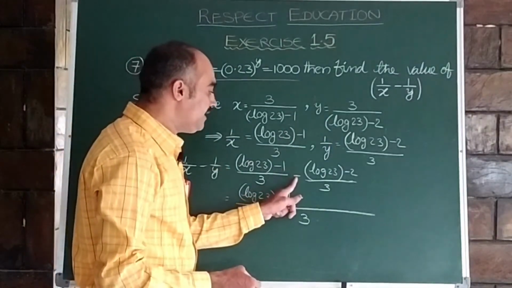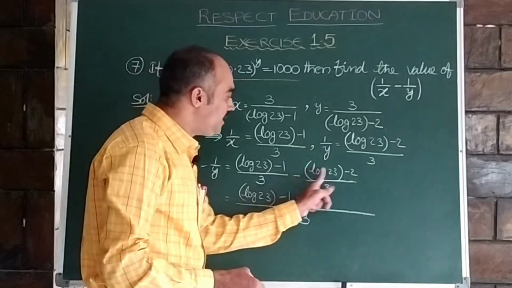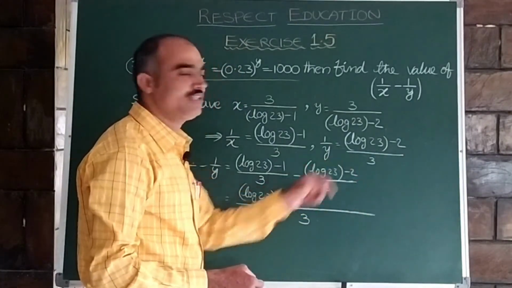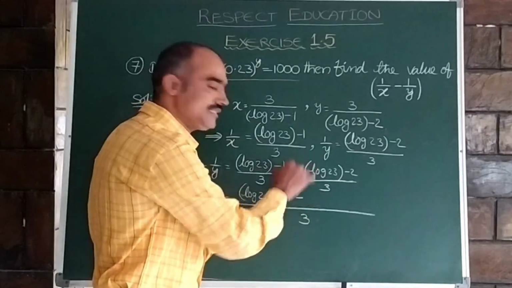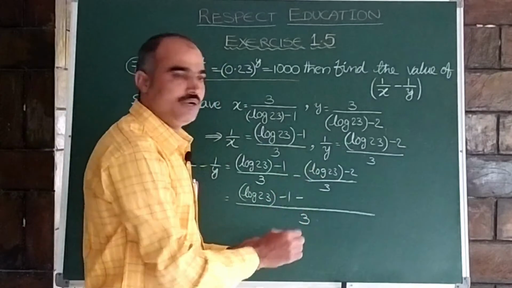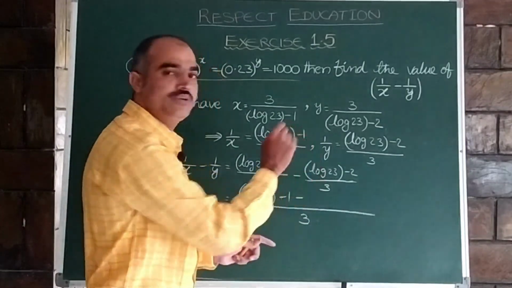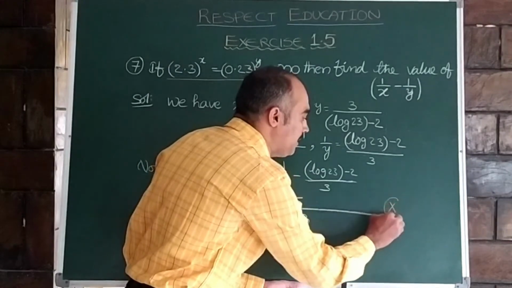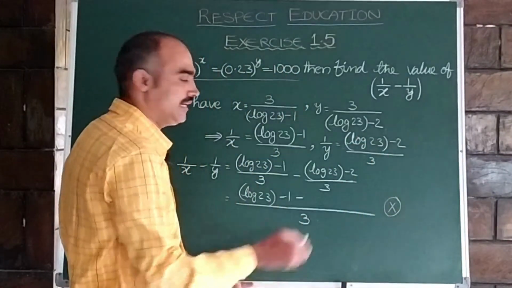Whenever a negative minus is there, how many terms are there in the next numerator? We need to multiply every term with minus. If it is plus, then it is not at all a problem. We can write log 23 minus 2 as it is. But whenever minus is there, you need to take care, children. So here you may commit a mistake, you just keep that in mind. What is the mistake? Let us see.